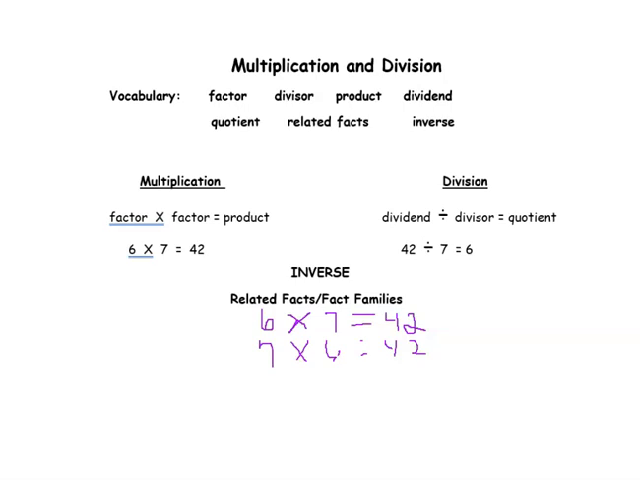And the division sentences are 42 divided by, remember, divided by 6 would equal 7, and 42 divided by 7 equals 6. So remember, that is a review of our related facts, and it gives us an example of how multiplication and division are related to each other.